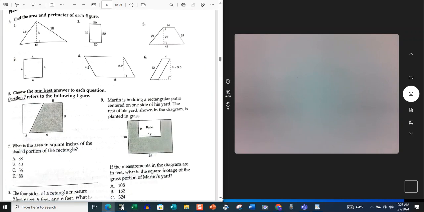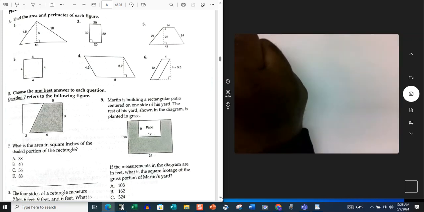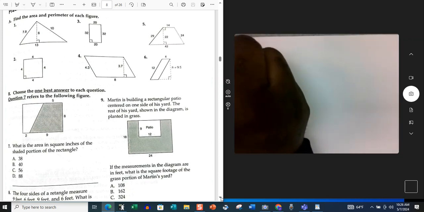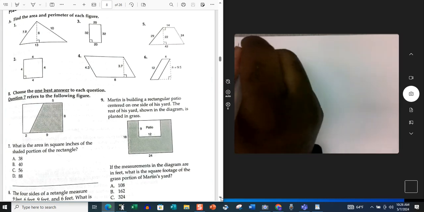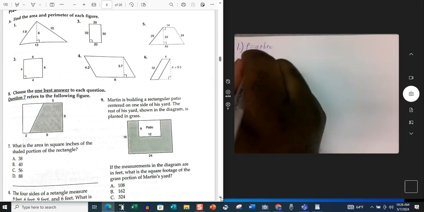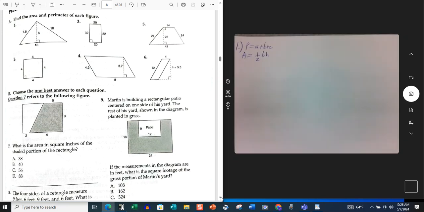Now we go down to practice 4, and we're on page 395 now. It says, find the area and perimeter of each figure. First we have to determine what the figure is. The first figure is a triangle for problem number 1. We know the perimeter of a triangle is all of the sides A plus B plus C added together. Now the area of a triangle is half times the base times the height.